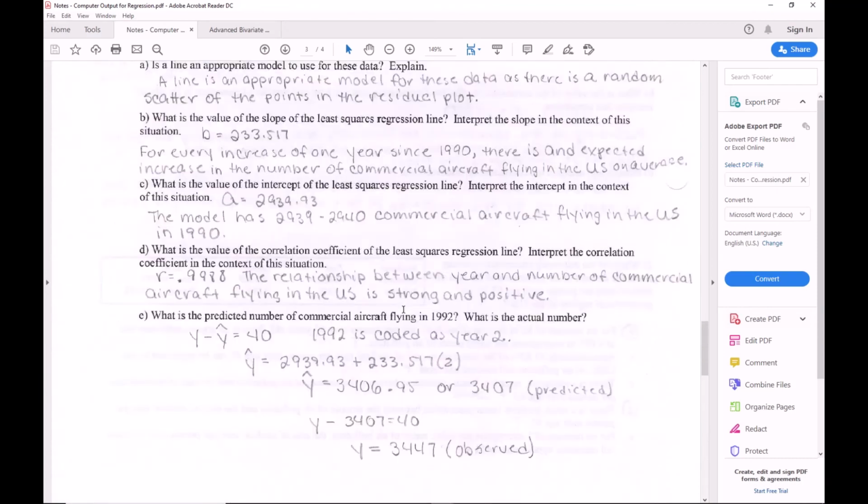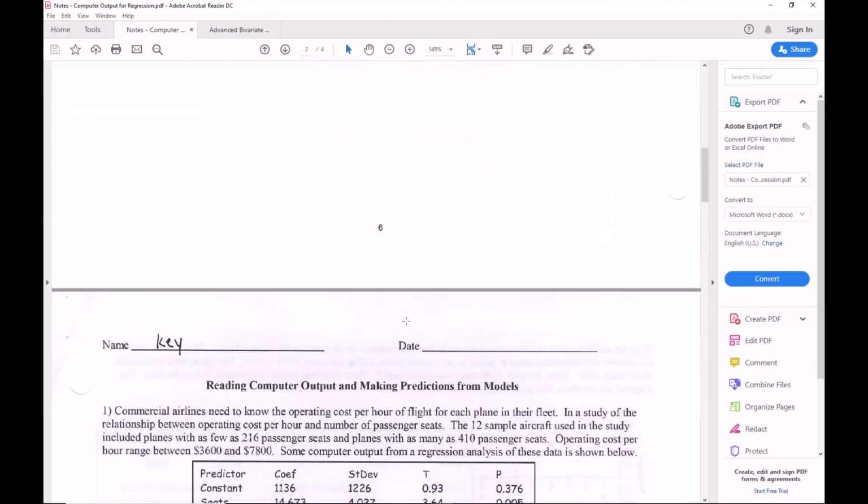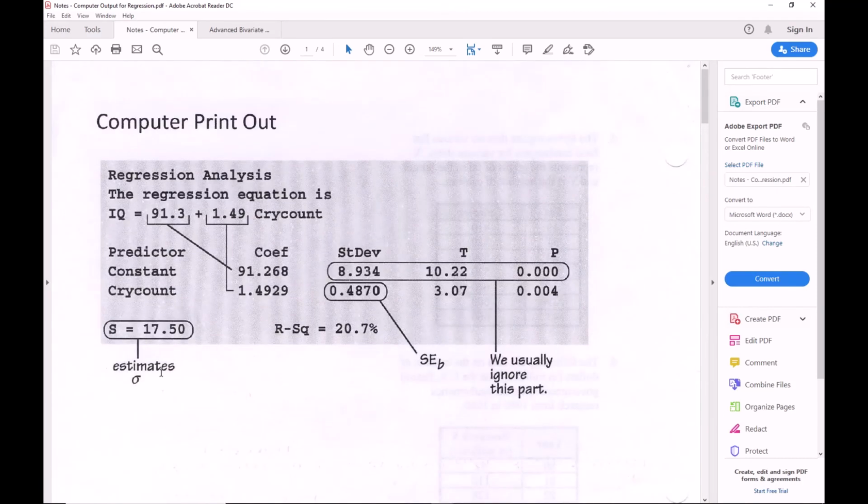That's really the second part of what I wanted to cover. And yeah, just make sure that this is not a foreign thing to you. They use computer output quite a lot in your AP exams.